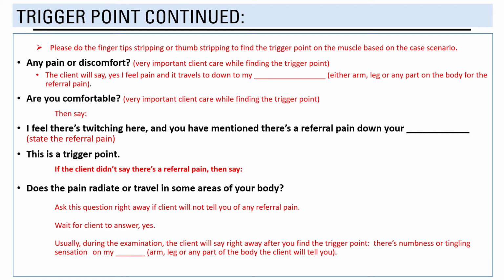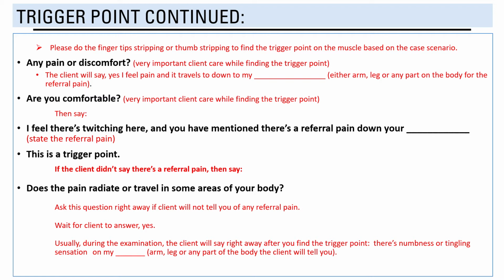The client will say, yes, I feel pain and it travels down to my blank. Either arm, leg, or any part on the body for the referral pain. Are you comfortable? Very important client care while finding the trigger point. Then say, I feel there's twitching here, and you have mentioned there's a referral pain down your blank. State the referral pain. This is a trigger point.